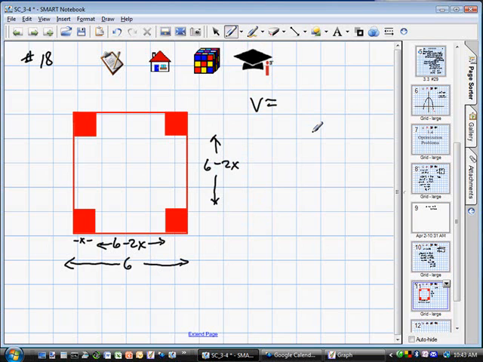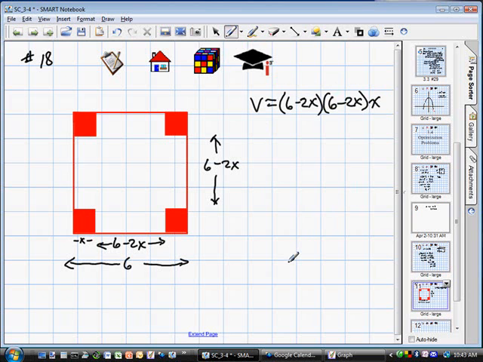All right, so does everybody see that the bottom of the box would be 6 take away 2x times 6 take away 2x? And then how high would the box be? Wouldn't it be x? So how do you find the volume of a rectangular solid like that? Don't you take length times width times height? Does everybody see that would be the volume?